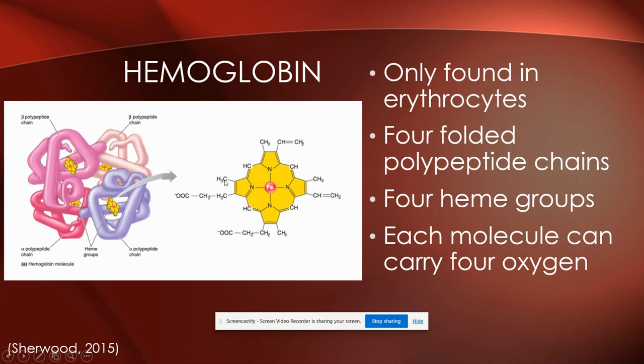The iron atoms can combine reversibly with one molecule of oxygen, meaning that each hemoglobin molecule can carry four molecules of oxygen. So we have an oxygen here, here, here, and here that is able to reversibly bind. The iron also gives hemoglobin its red color, and it becomes very, very bright red when combined with oxygen and turns a darker red, almost blue color when deoxygenated. Once again, hemoglobin's main job is to transport oxygen.